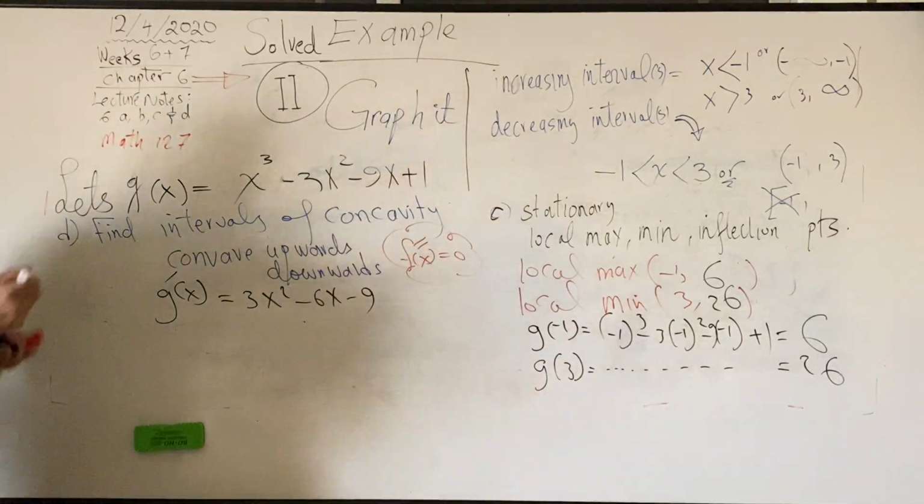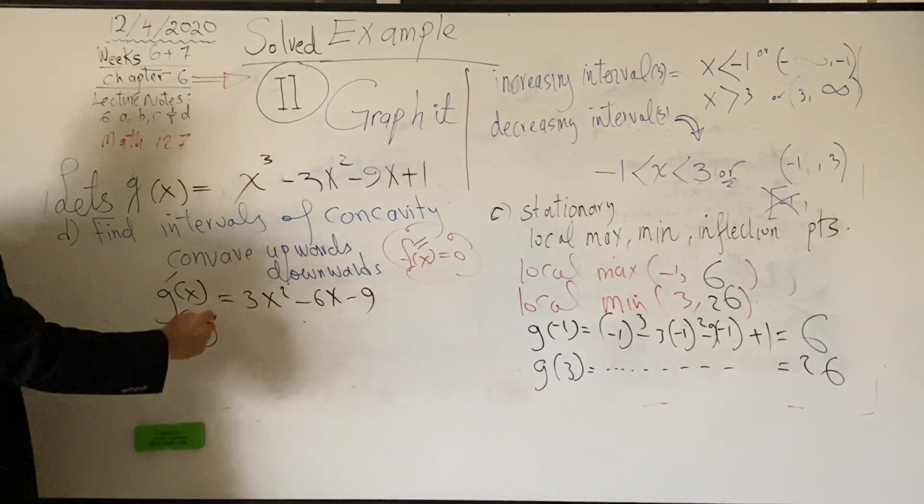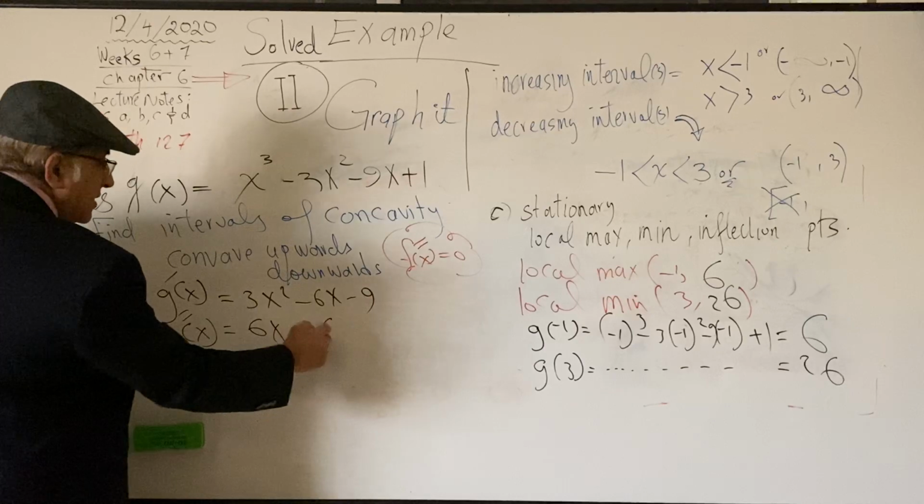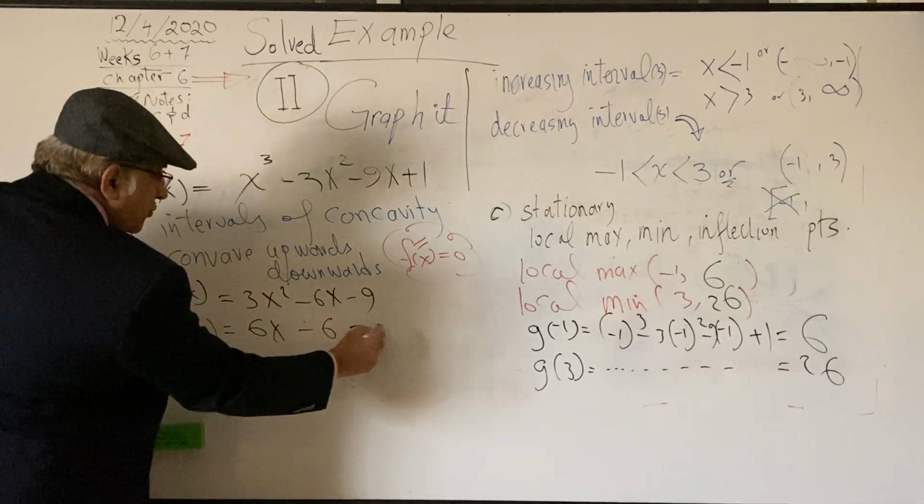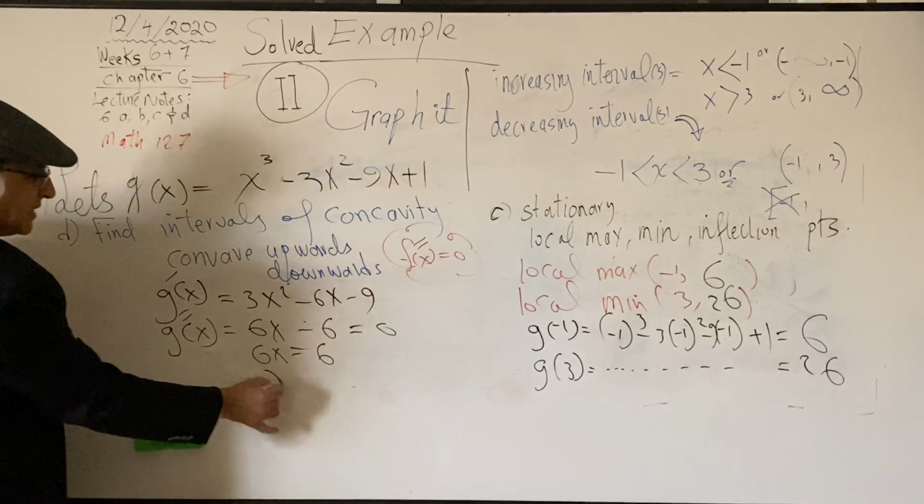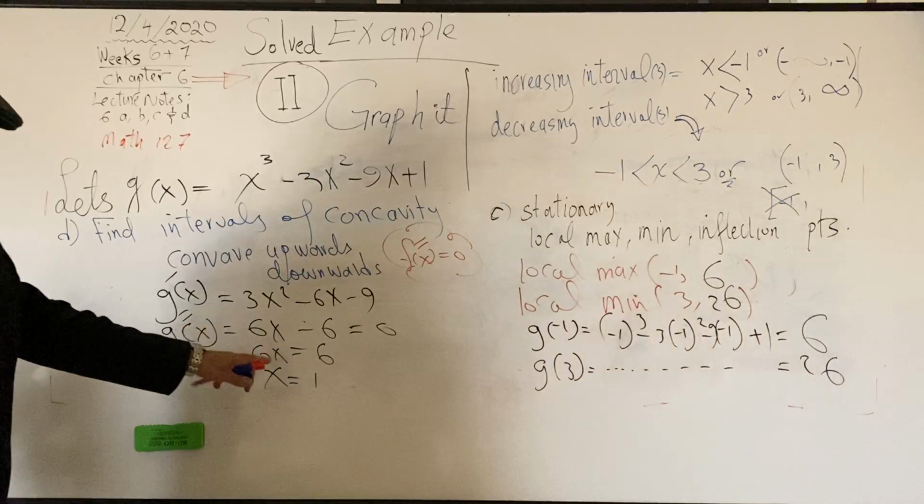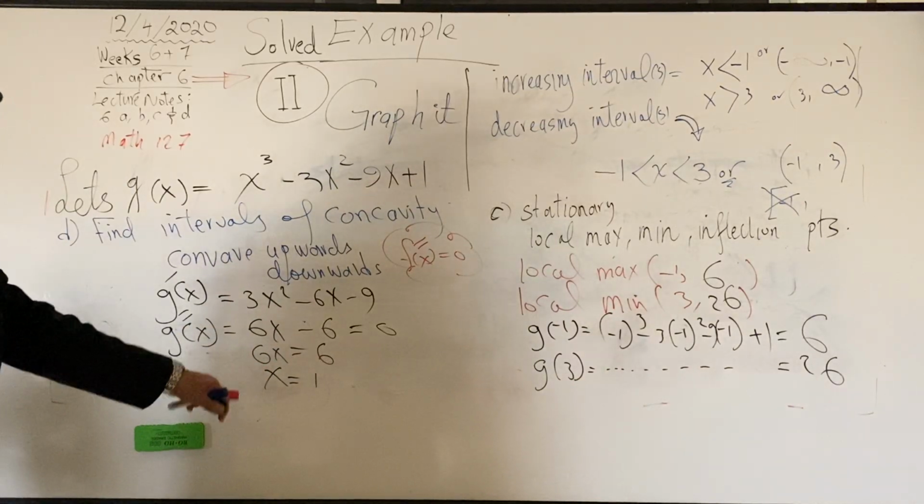So let's do the second derivative. The derivative of 3x squared is 6x, minus 6. You've got to set it equal to 0. You want to solve it, you've got to do it. Divide both terms by 6, x equals 1. At this point, we're good. We may have an inflection point.